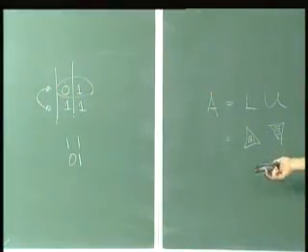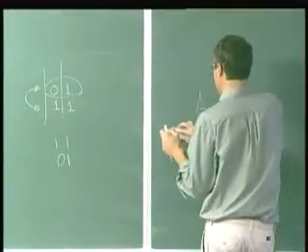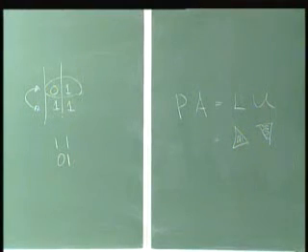It's just that L is the identity and U is upper triangular. And what happens is the factorization looks like this: a row permutation P times A equals L times U. And this can be used to solve a linear system, among other things.